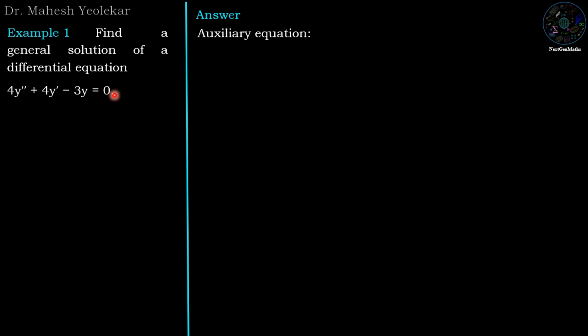Find a general solution of the differential equation 4y double dash plus 4y dash minus 3y equal to 0. So first we have to generate the auxiliary equation, and to generate the auxiliary equation we have to substitute y equal to 1, y dash is equal to lambda, and y double dash is equal to lambda square. So we have 4 lambda square plus 4 lambda minus 3 equal to 0. If we factorize, then we have 2 lambda minus 1 into 2 lambda plus 3 equal to 0.